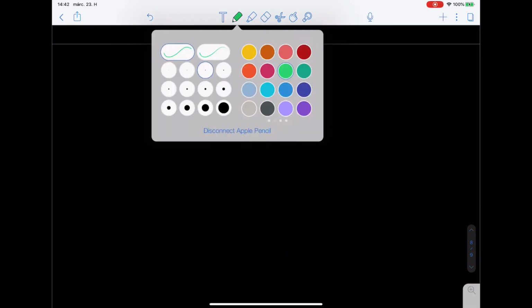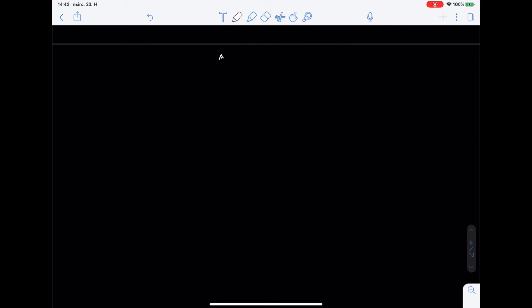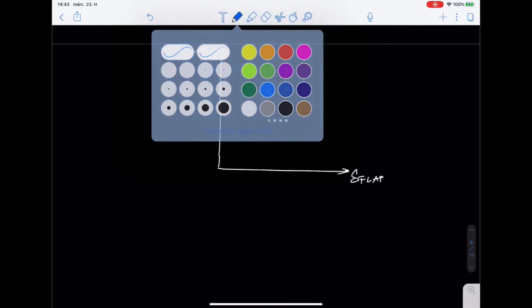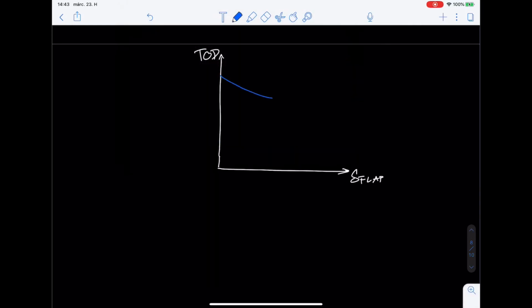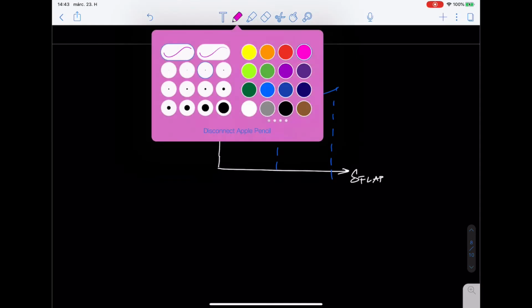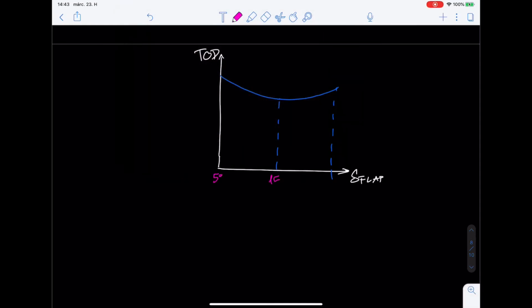Okay, so just to draw it again, here we had the initial diagram, the takeoff distance as a function of the flap deflection, which looked like this. So we had an initial takeoff distance value, it decreased until a point where it started increasing again, and the values were basically 5 degrees of flaps, 15 degrees of flaps for the lowest, so the takeoff distance minimum, and this was 25 degrees of flap setting, right?